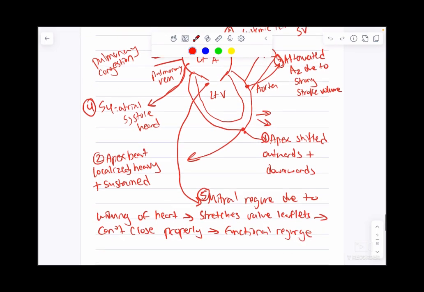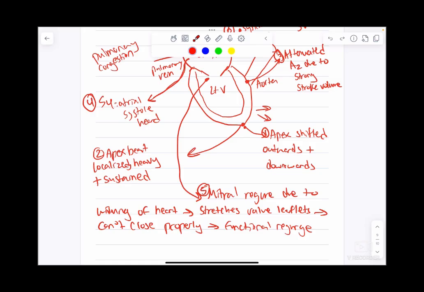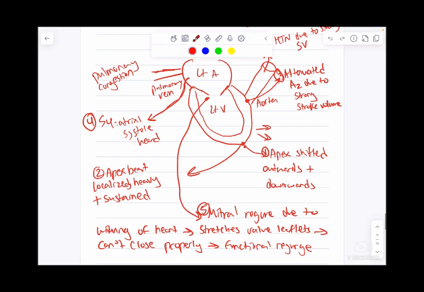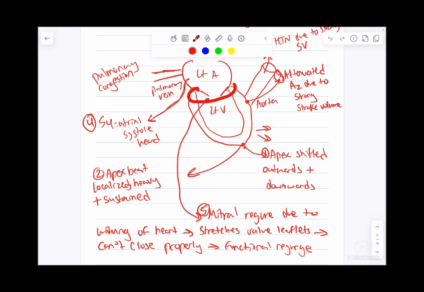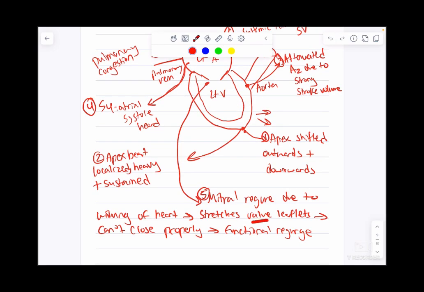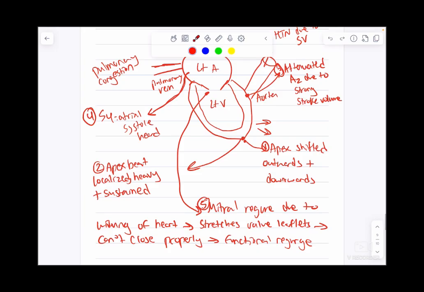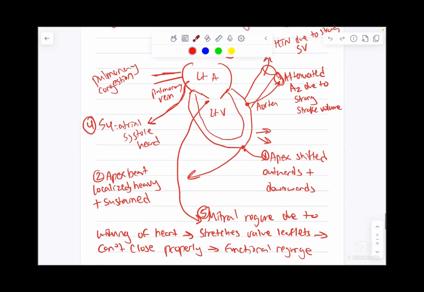Okay, number five, mitral regurgitation due to, like we said, the enlargement of the heart, which causes the widening of this space, stretching the valve leaflets. It can't close properly, which causes functional mitral regurgitation. Very important, and it's often heard over the mitral area. I believe it's heard with the bell, not the diaphragm. So be careful when you auscultate.